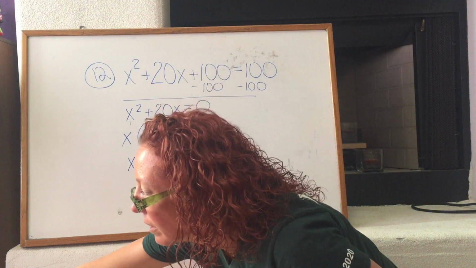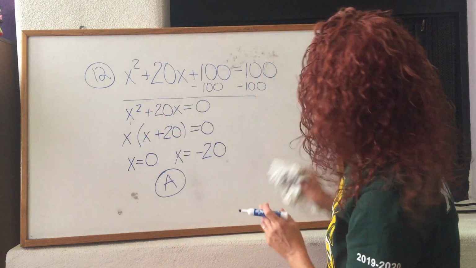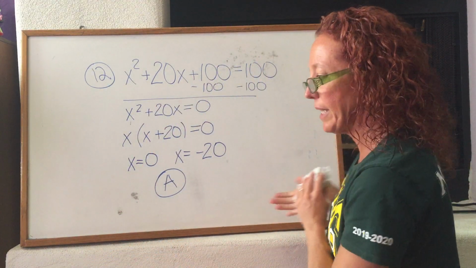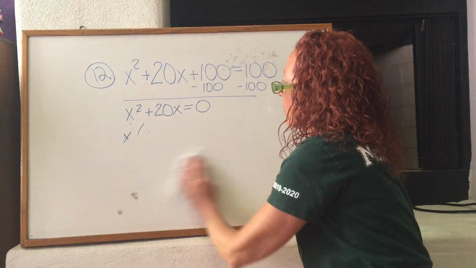13, here's a square root. This one's from chapter 10. 10.6 to be exact.